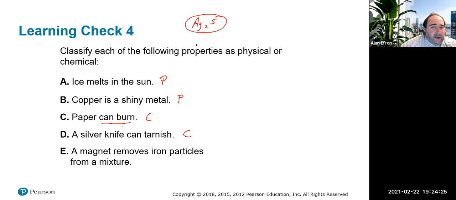A magnet removes iron particles from a mixture. That is basically a physical type of property. That's also a way that you could separate out something, like if you had sand and pieces of metal in the sand. Kind of like filtration. If you took a magnet, it will hop out the metal pieces from the sand. And again, that's just a physical sort of separation that's occurring, very much like what we talked about with filtration. Any question on any of those there?